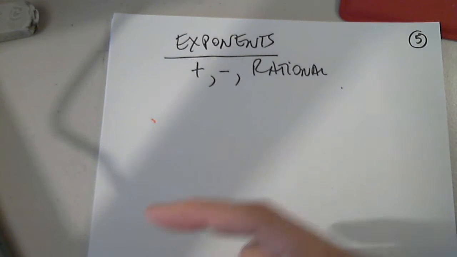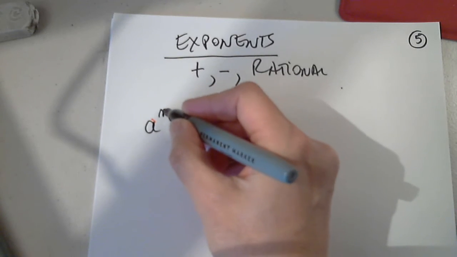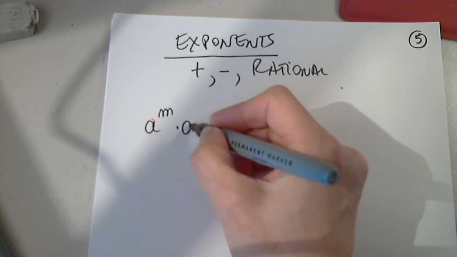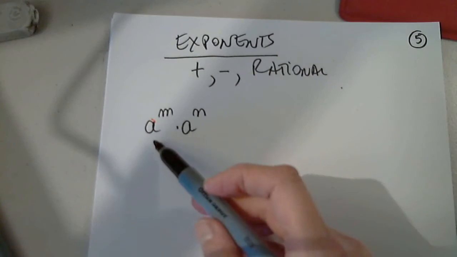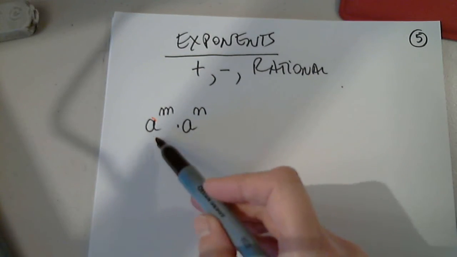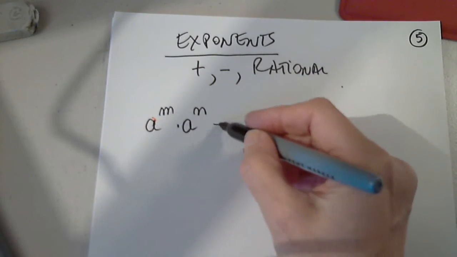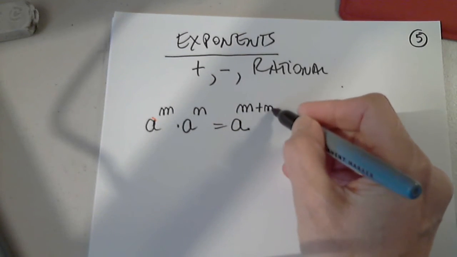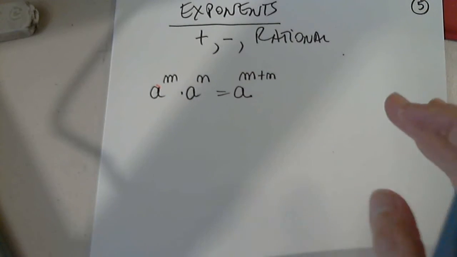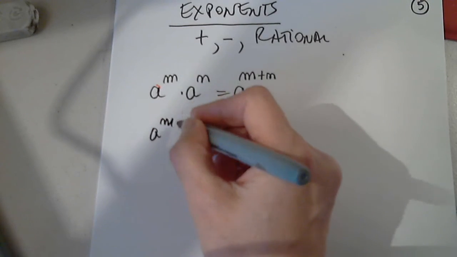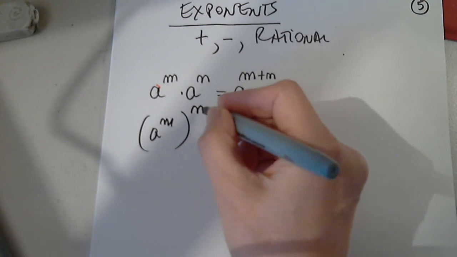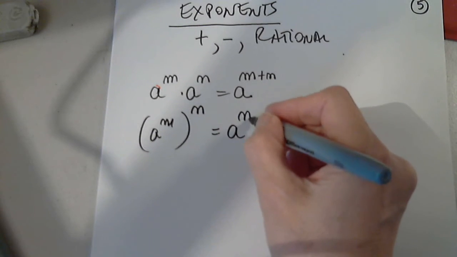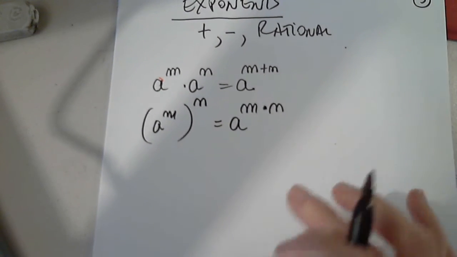When we multiply, this is m, and this is n. So when we multiply two exponential notations with the same base, we copy the base and we add m plus n. When we raise to a power, m raised to n, we multiply m multiplied by n.